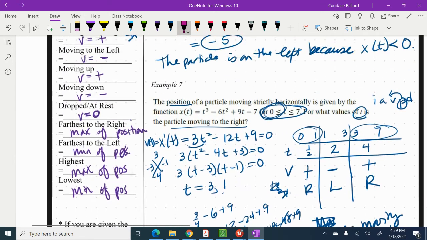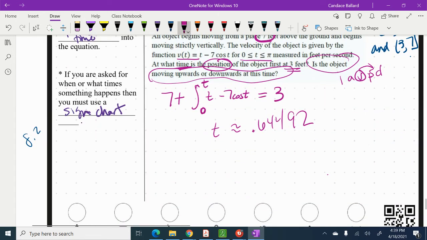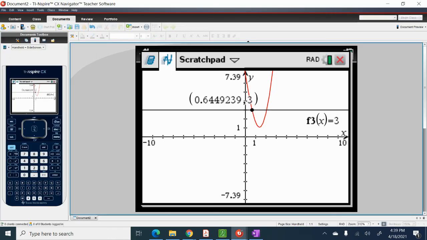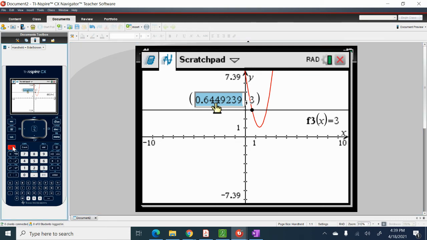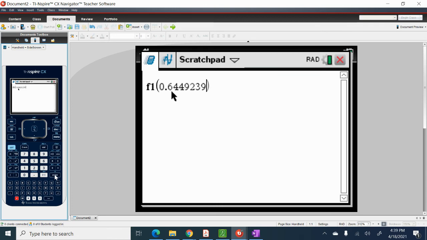If I recall, moving up or down means that my velocity is either positive or negative. So I'm going to take this value that we got and plug it into my velocity function and figure out what that equals. I'm going to use the power of my calculator to do that. I'm going to click once, click twice, hit Control C, and then come to my calculator page, go var F1, because that's where my velocity function was, the first thing we typed in. Then Control V for paste and hit enter.